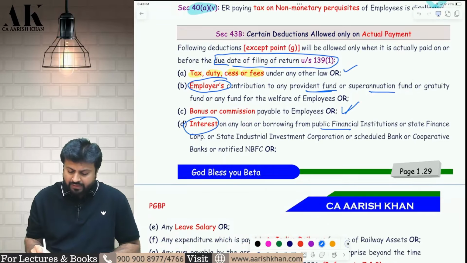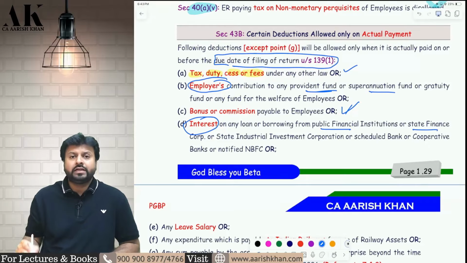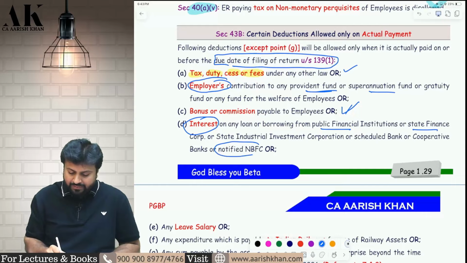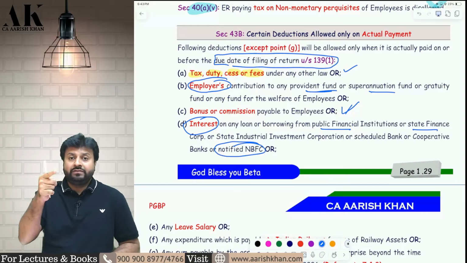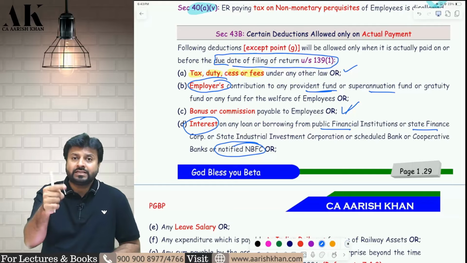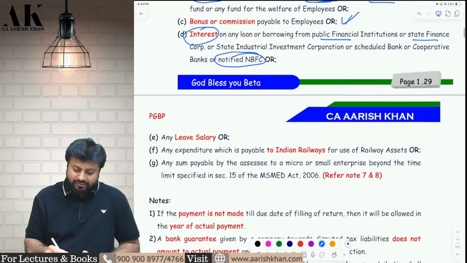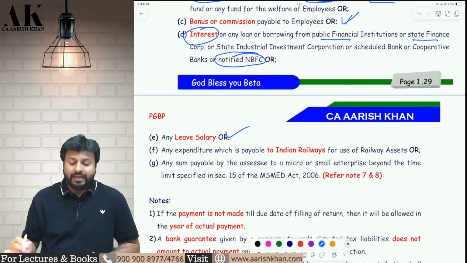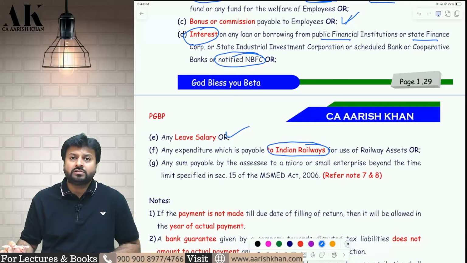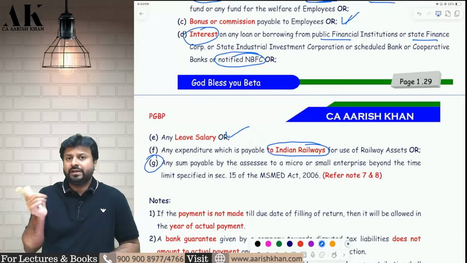Fourth, interest on loan or borrowing from a public financial institution, state financial corporation, scheduled bank, cooperative bank or certain notified NBFCs. All are Indian. If you take a loan from a foreign bank, then interest is allowed on accrual basis. If you take a loan from Indian banks, it is allowed on payment basis. Are you clear? Leave salary, allowed on payment basis. And then if you take services of Indian Railways, deductions are allowed on payment basis, not on accrual basis. And the last point I will explain after some time.